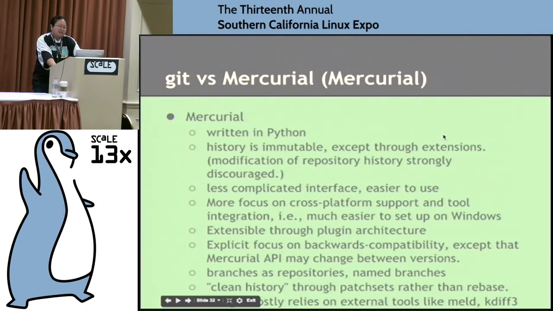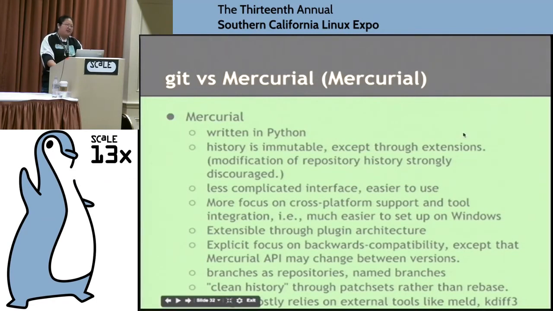The thing that seems to be very important in the Mercurial world is they don't like it when you rewrite history. Anything you commit should be there forever. They don't want you to go back and change it. And so even though there are extensions out there that will let you change the history of the repository, I always see notes in the Mercurial instructions that say this is strongly discouraged.